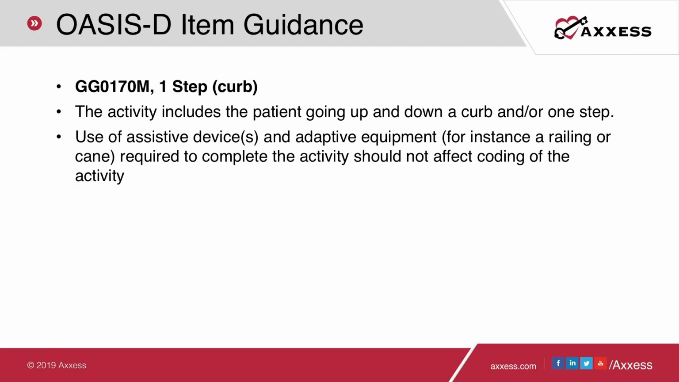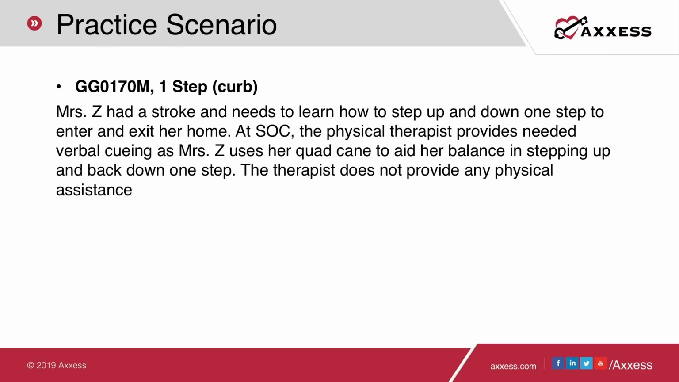The next item for GG0170 is M. This is one step or a curb. The activity includes the patient going up and down a curb and/or one step. The use of the assistive device required to complete the activity should not affect coding of the activity. So let's look at an example here.